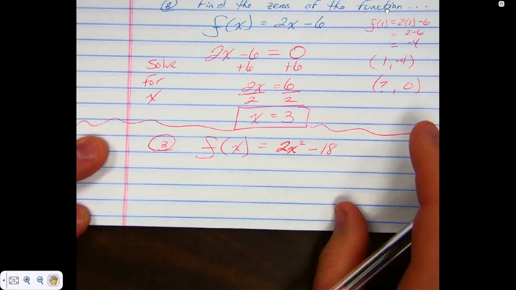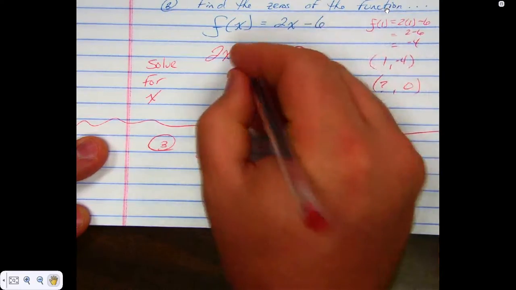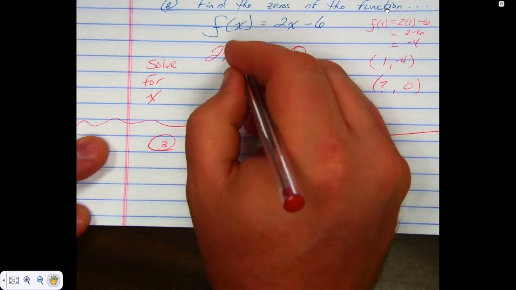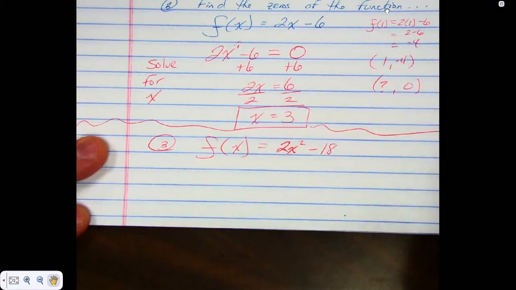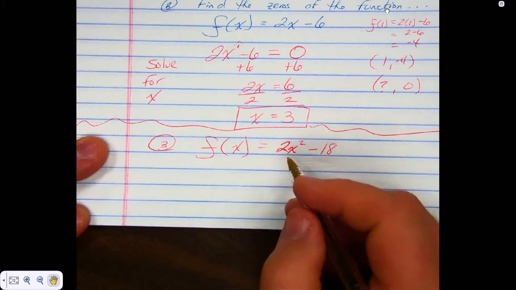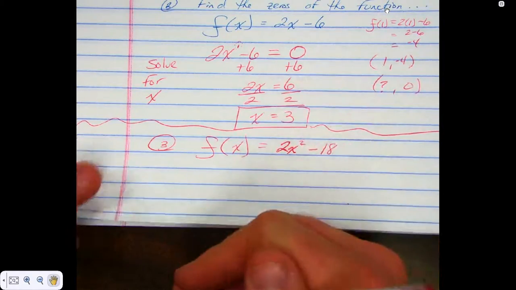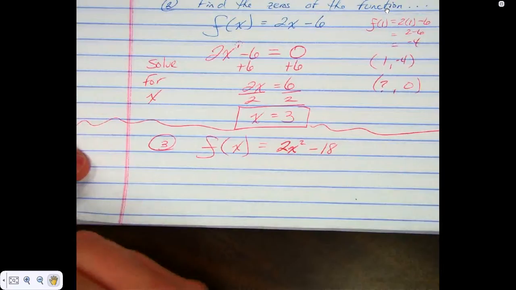This one's squared. This one has a variable squared. This one has x to the first. Most of the time, whatever that power is is how many answers you probably have, whether you're solving it or finding the zeros. Here it's squared, so there's probably going to be 2 zeros. The only time there wouldn't be is if your zero was 0, because positive negative 0 is 0. But most of the time, if it's squared, there's going to be 2 answers.